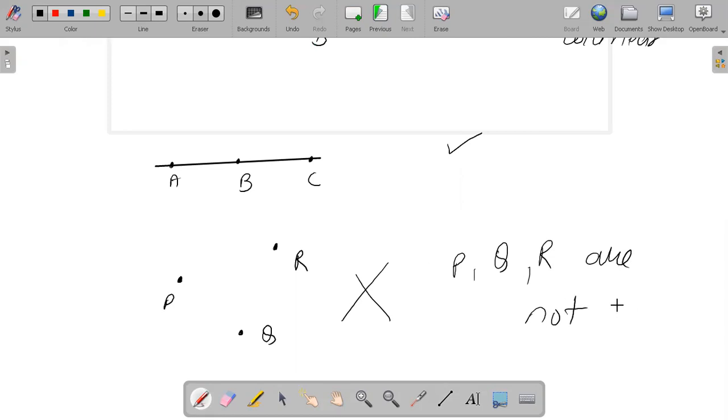Okay, so now you have understood the definition of collinear and non-collinear. If they lie on the same straight line, then they are collinear. If they do not lie on the same straight line, then they are not collinear. So our second part of this exercise, determine whether the following points are collinear or not, we will do in our next class. Okay, I'll stop here.